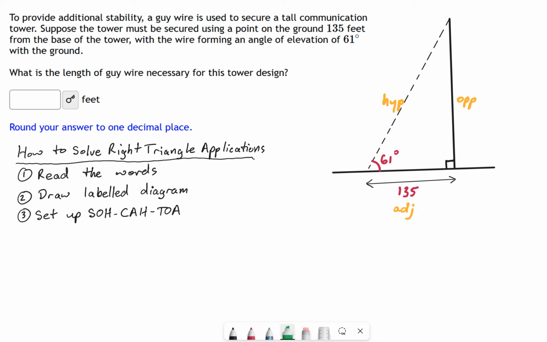And now I'm going to say, hey, what do I want? What's this problem asking for? It says, what's the length of the wire necessary? The wire is this thing that goes up here. That's what secures the tower so it's not wobbling all over the place in the air. So what I'm looking for is the hypotenuse.